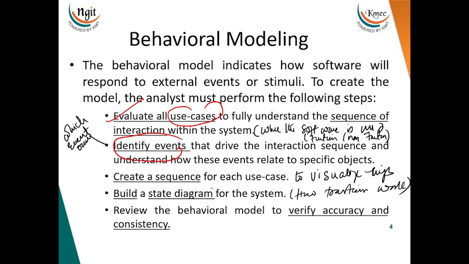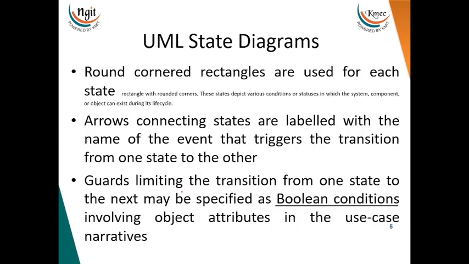Create a sequence, visualize how things are working, how if one input works, a transaction works, what internal processes are being used and how they are used. It is represented in these diagrams, correct? Then we verify the accuracy and consistency. So first we evaluate the functional and non-functional requirements, then see how the system behaves for an external event, create or visualize the things, and build a state diagram, then you'll see this one.